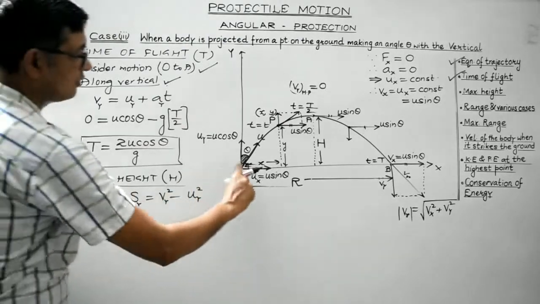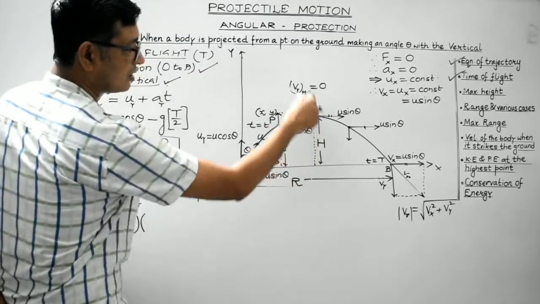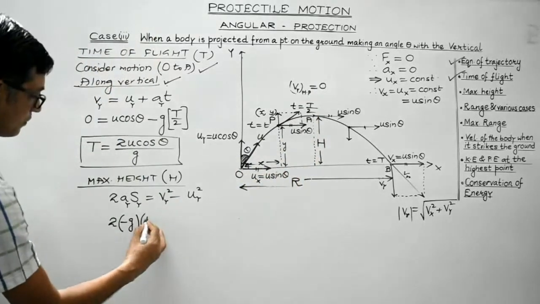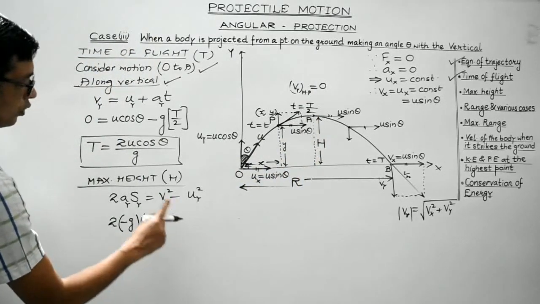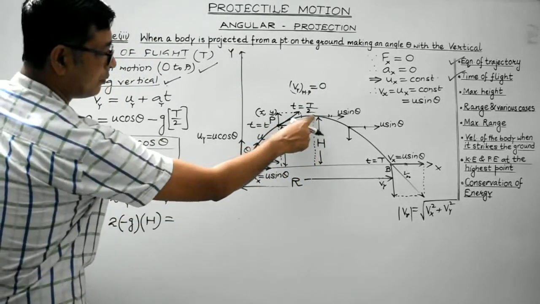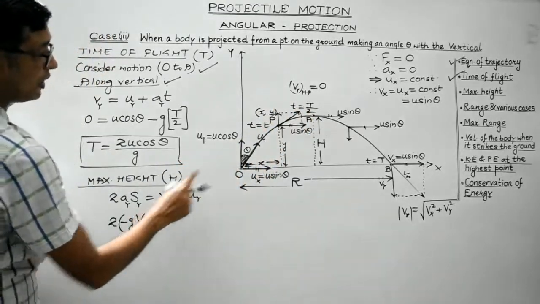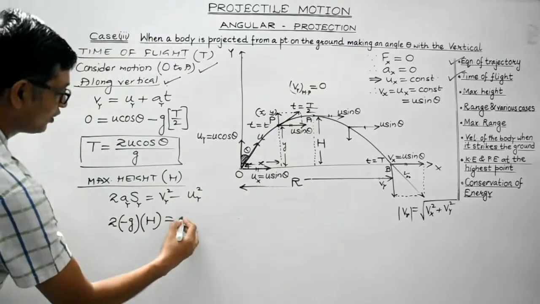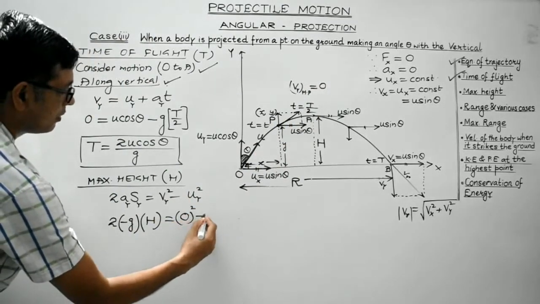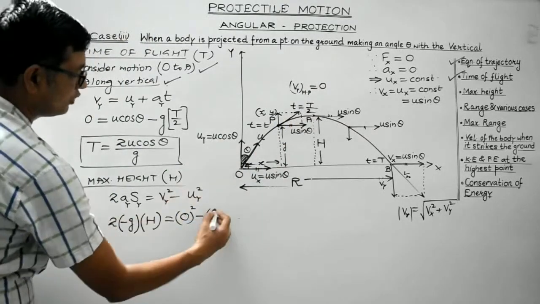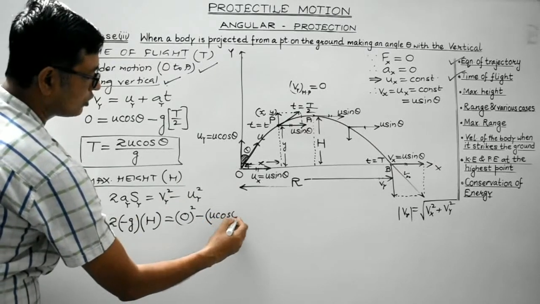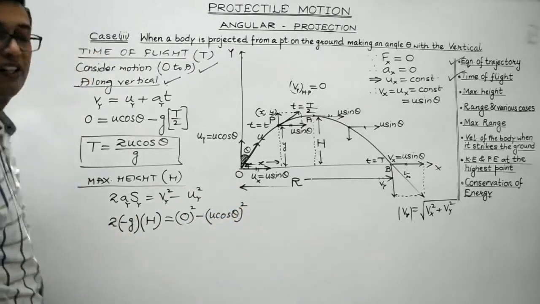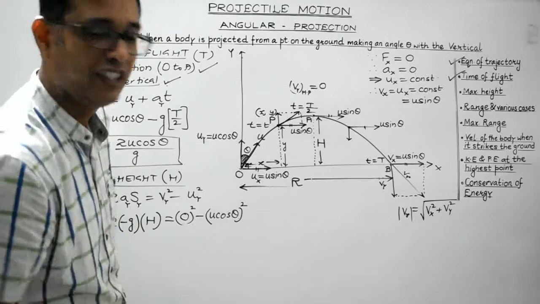What is sy? From O to A, the vertical distance covered by the projectile is h. What is vy? A is the final point from O to A. So at point A, which is the highest point, the vertical component of velocity is 0. So it is 0 minus uy square. Uy is u cos theta. So u cos theta and whole square. Right? Let's rearrange the terms.